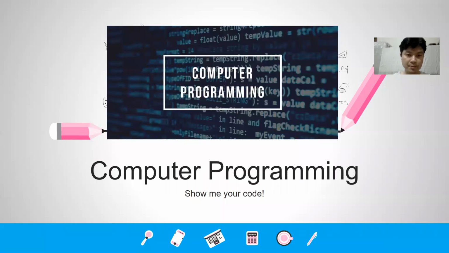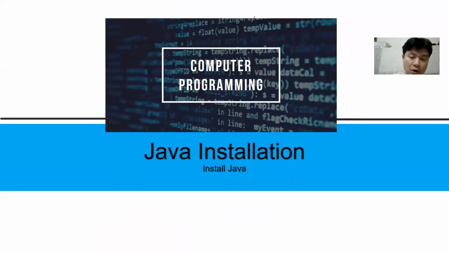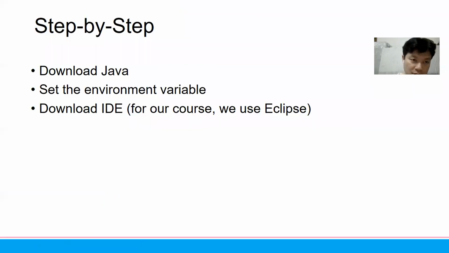PPT. So we are going to learn about the Java installation and how we can run the program, and then we will learn the simple hello world, and you will learn about the string. How can you install Java? First, you need to download Java, and you need to set the environment variable, and later on you need to download the IDE. For our course, we will use Eclipse.